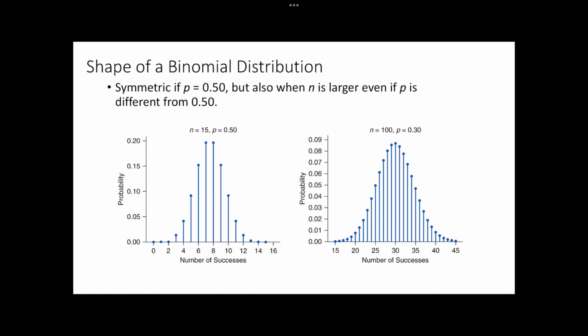A binomial distribution is going to have a symmetric shape if the probability of success is 0.5, but it will also have a symmetric shape if n is large, even if p is different from 0.5. So here on your screen, you've got on the left a binomial distribution with a probability of success 0.5 and a fixed number of trials of 15. On the right, we have n equal to 100 and our probability of success p equal to 0.3. In both cases, you can see that these are symmetric distributions.